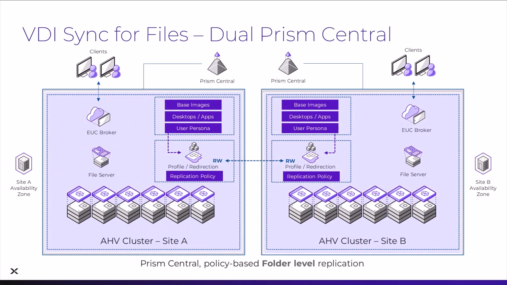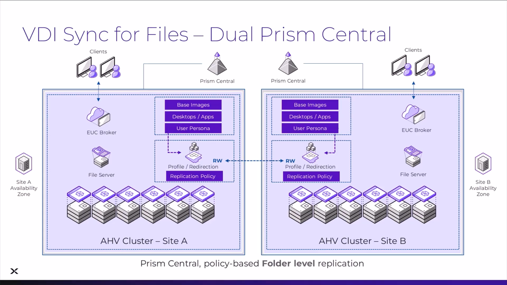So what does this look like? You have your two Prism Central instances. They'll be in their own availability zone and be paired to each other. You will have your broker that will go ahead and route the user to the appropriate desktop and also the backend resources, whether that's through the policies on the broker or using things like group policy to get their profile and the redirected data. Then you'll set your policies up on your existing file servers, making sure that you do the initial sync from the file server that has the data.